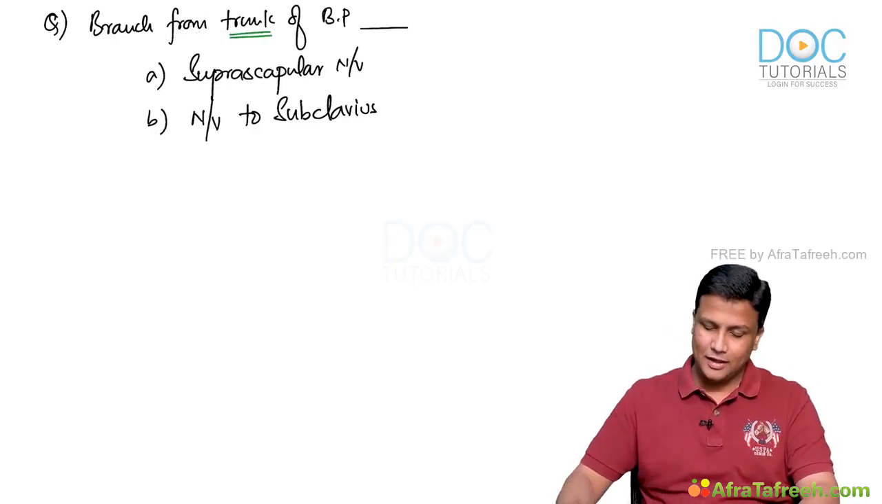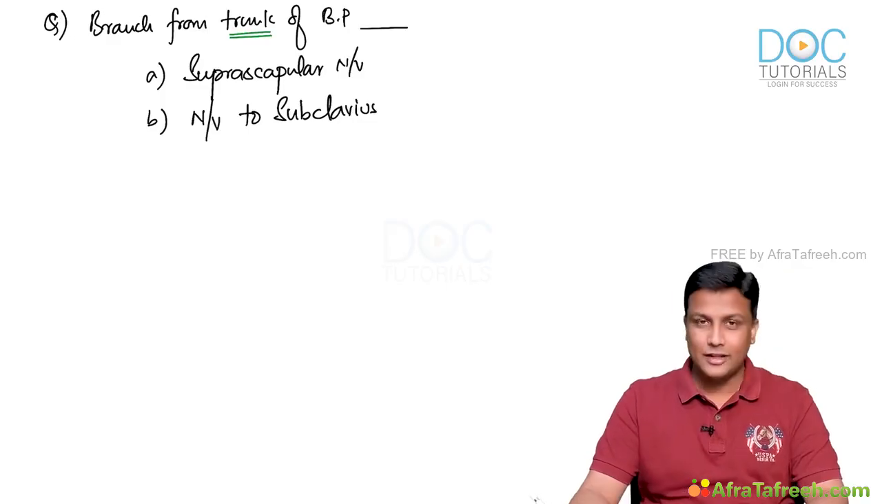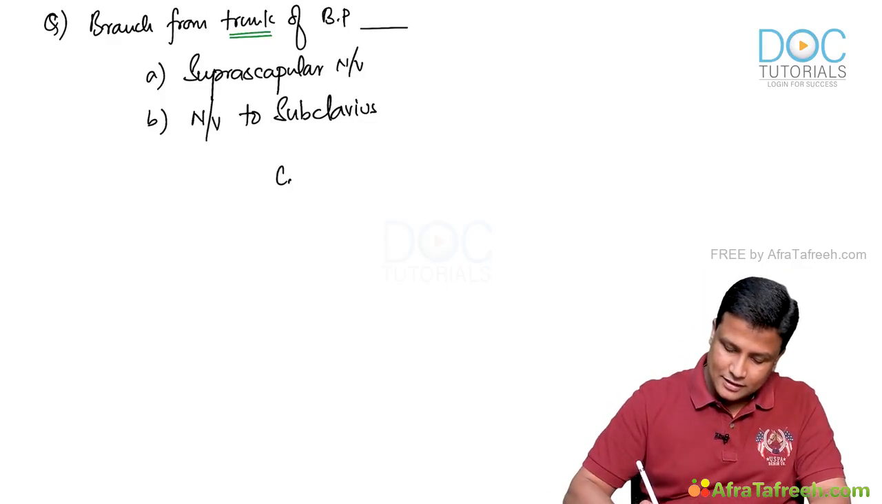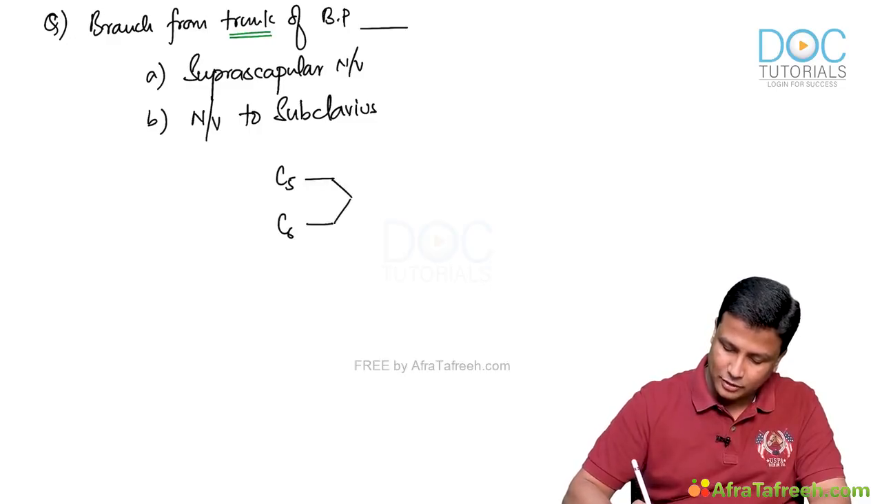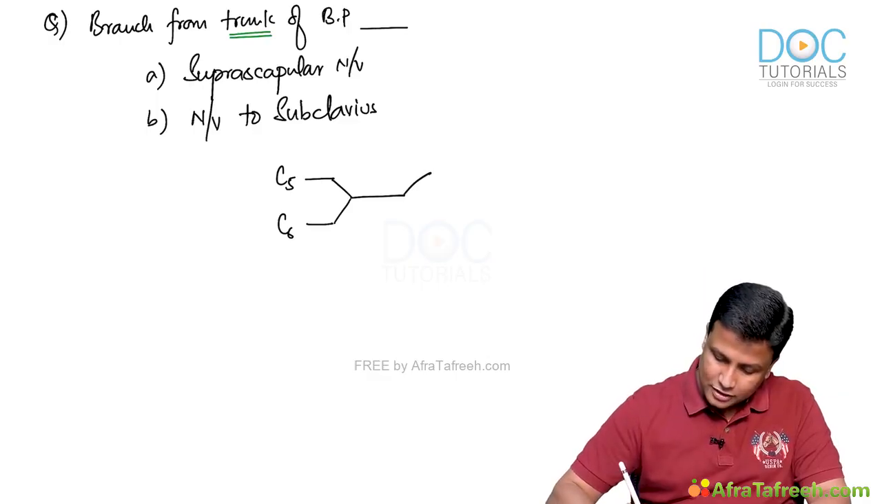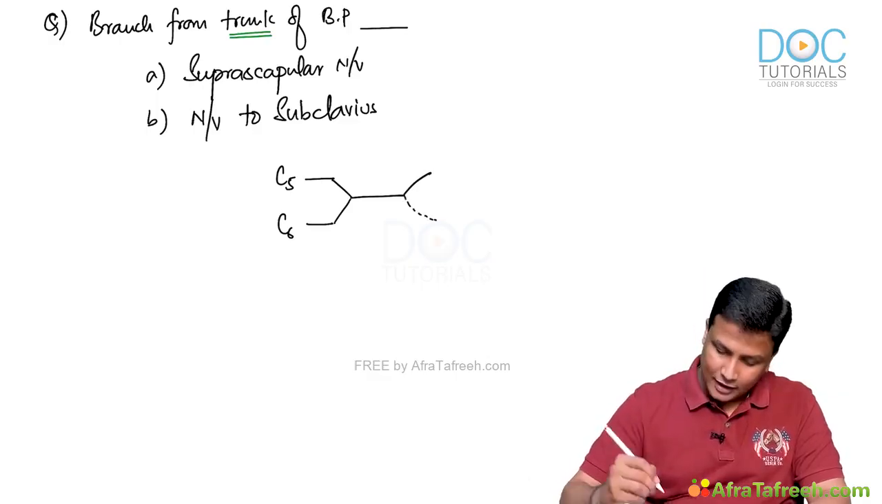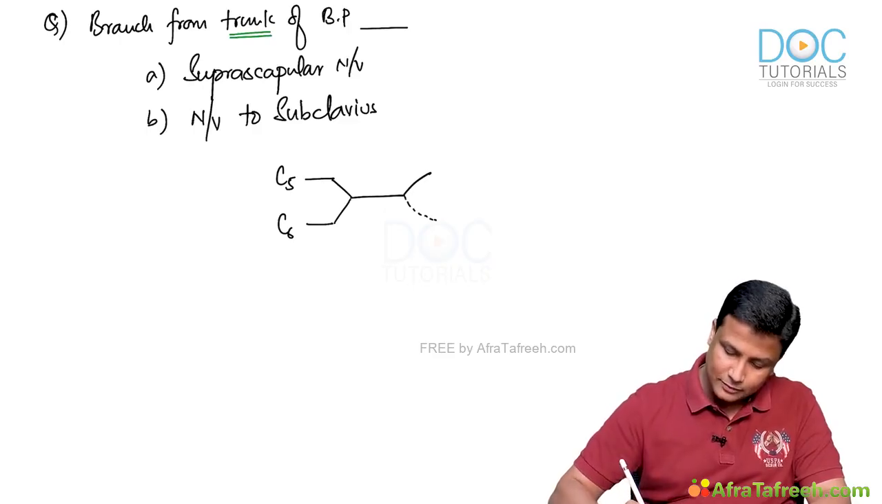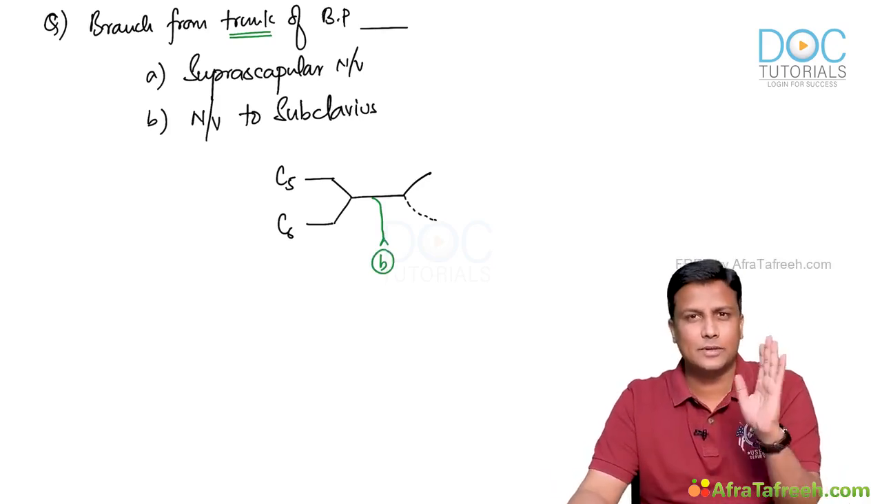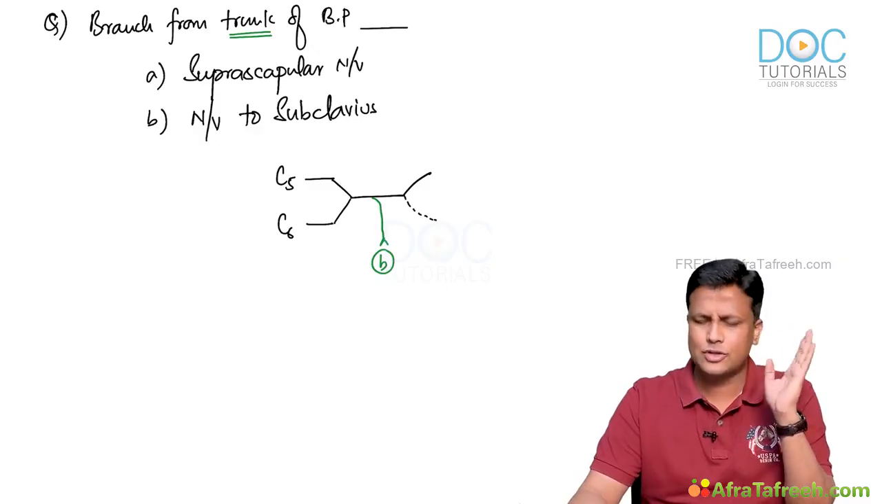Look here. I will tell you exactly what is given in Gray's Anatomy, 41st edition. C5 and C6 combine together to form your upper trunk. The upper trunk will divide into the anterior division and the posterior division. And the upper trunk will give you a branch, that is nerve to subclavius. I'll just write it down here as option B. Upper trunk will give nerve to subclavius. Fine, no confusion about that.